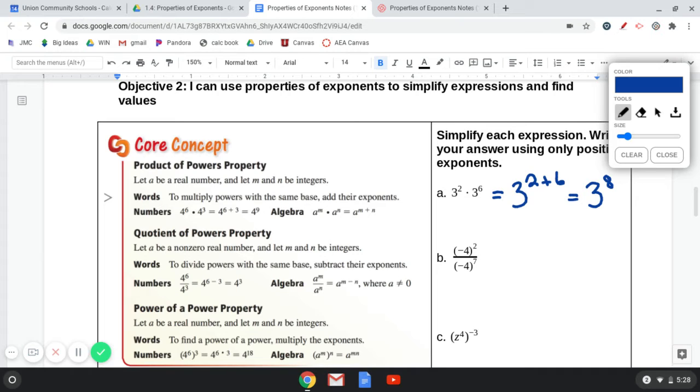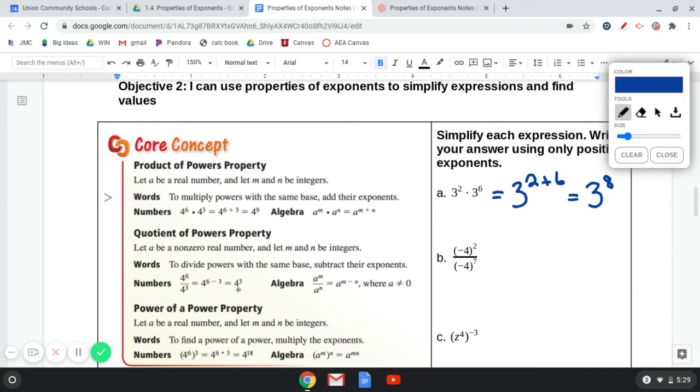Okay, now let's talk about this quotient of powers property, the second one. Let A be a non-zero real number, a real number that's not 0, and let M and N be integers. To divide powers with the same base, subtract their exponents. We talked about this in the last video, finding why A to the 0 equals 1. So if we have 4 to the 6th power divided by 4 to the 3rd power, this is really like saying 4 to the 6th minus 3rd power. And remember, this is because we have 6 4s up top, 3 4s on the bottom. 3 of those are going to cancel out, and we're left with 4 cubed.